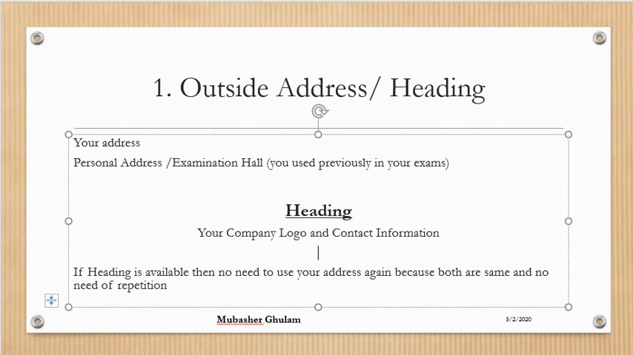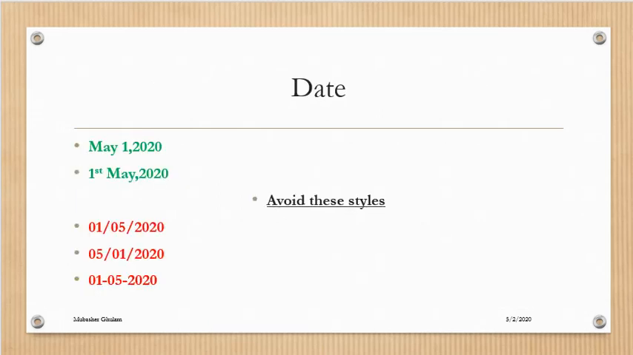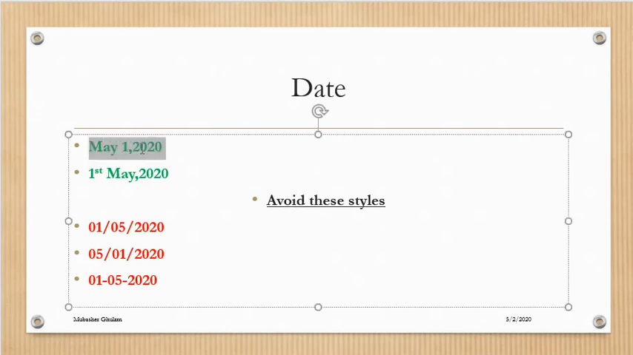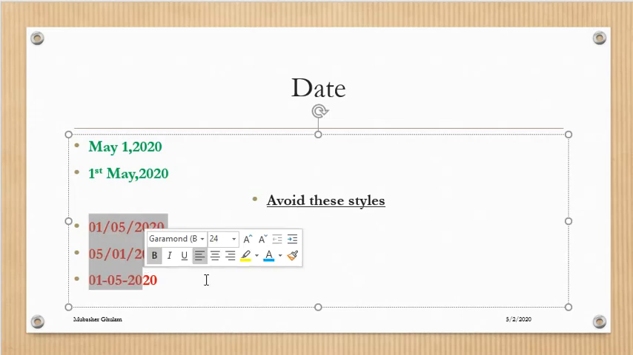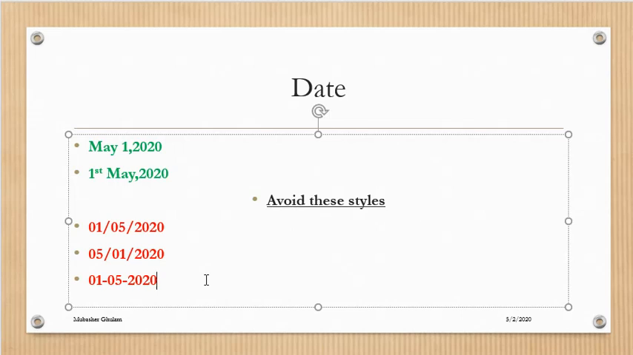Then the second thing is the date. After the outside address, you may leave one indent, which I will discuss later on, and you can write down the date. The date may be written in this style or in this style, because business letters are a bit formal, so we need to choose one of these formal styles instead of these informal styles. We need to avoid the informal styles in our business letters. Whenever we write a letter, we need to mention the date on it.